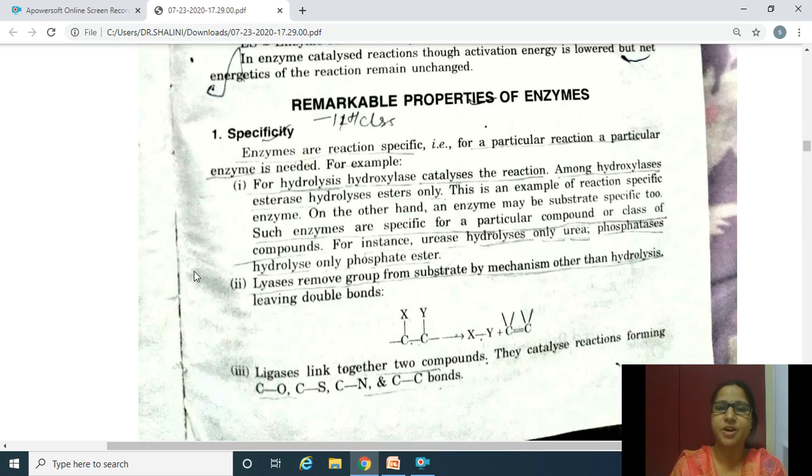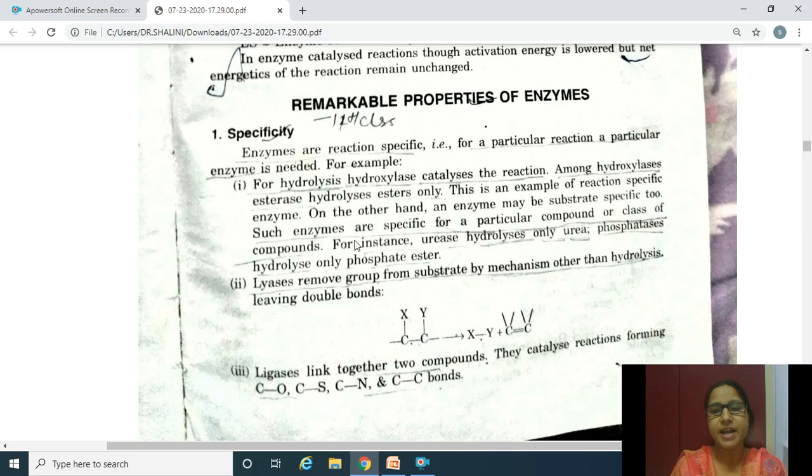The very first property of enzymes is specificity. That is, enzymes are very specific, or we can say enzymes are reaction specific, and for a particular reaction, a particular enzyme is needed. For example, for hydrolysis, hydrolase catalyzes the reaction. Among hydrolases, esterase hydrolyzes esters only. This is an example of a reaction specific enzyme.